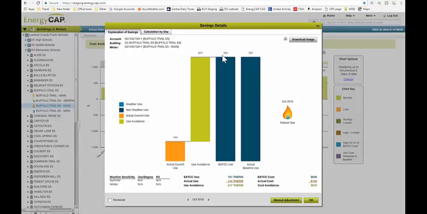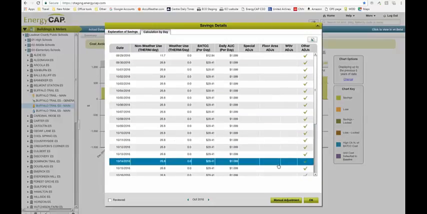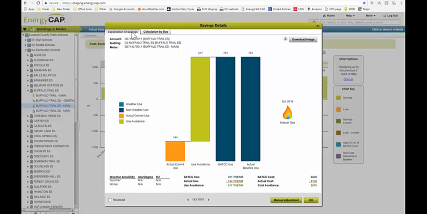So now we compare my adjusted baseline, the BATSI, with the current bill, and you can see the difference. We avoided 617 therms of use. And just looking at the raw data, my usage this October was much less than it was in my 2013 October baseline. So we did a real good job. And then we apply the costing to it, the blended cost, and we get our cost avoidance. We can also go through this day by day by clicking on calculation by day and drill into it in even more detail.